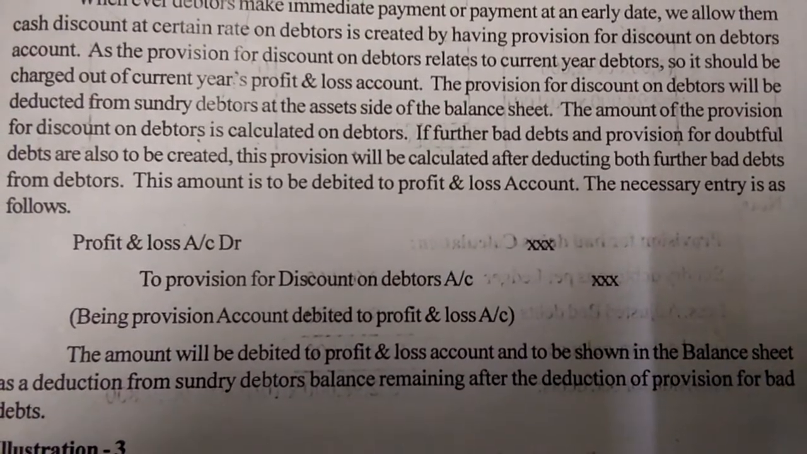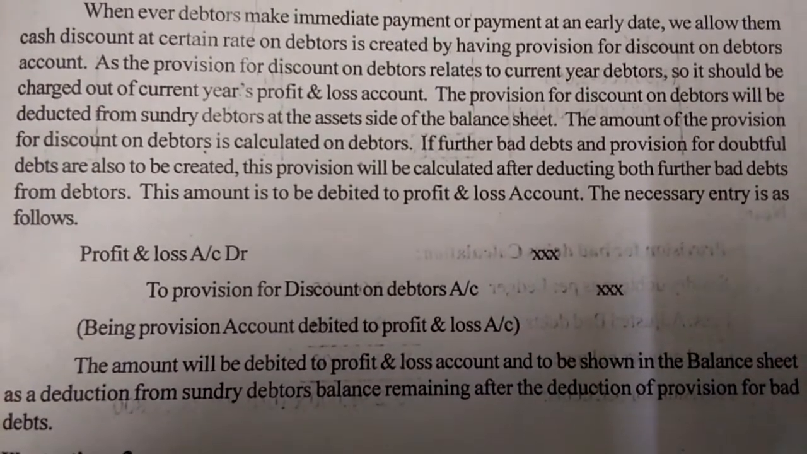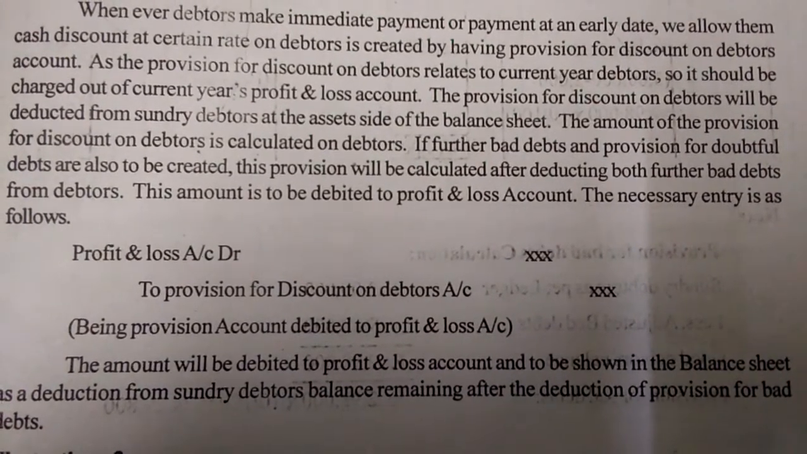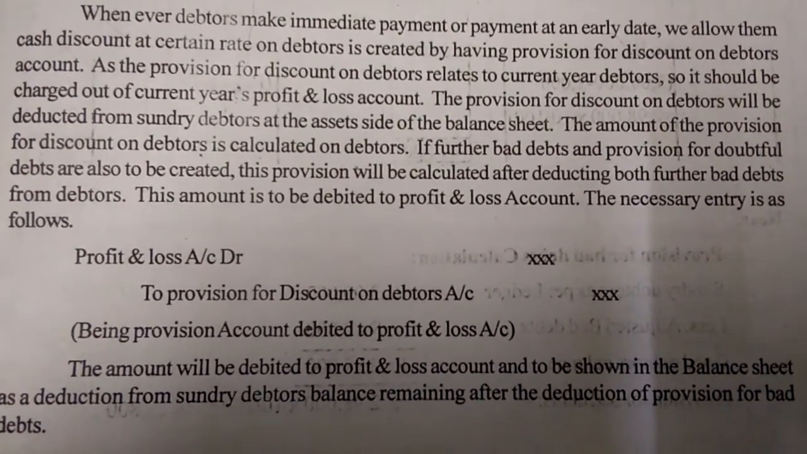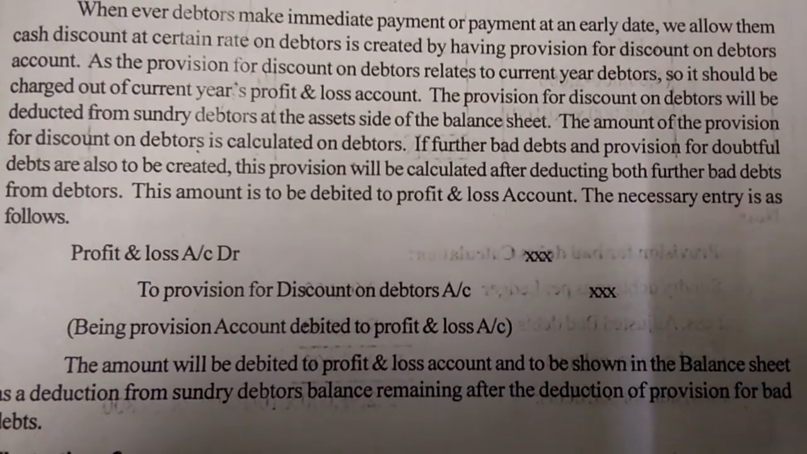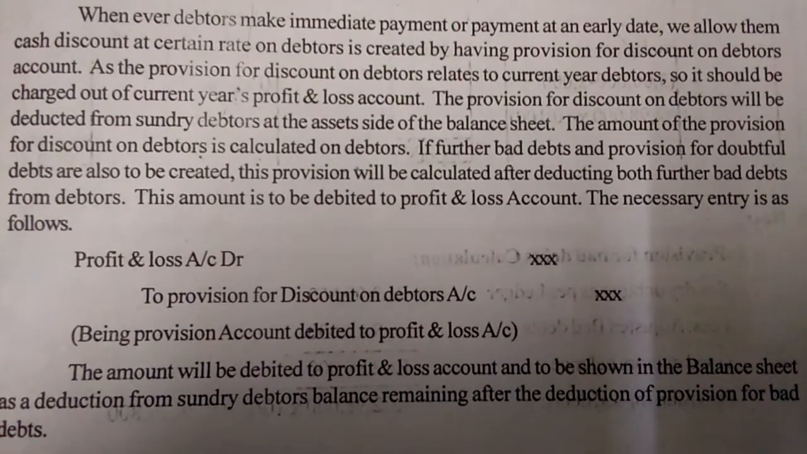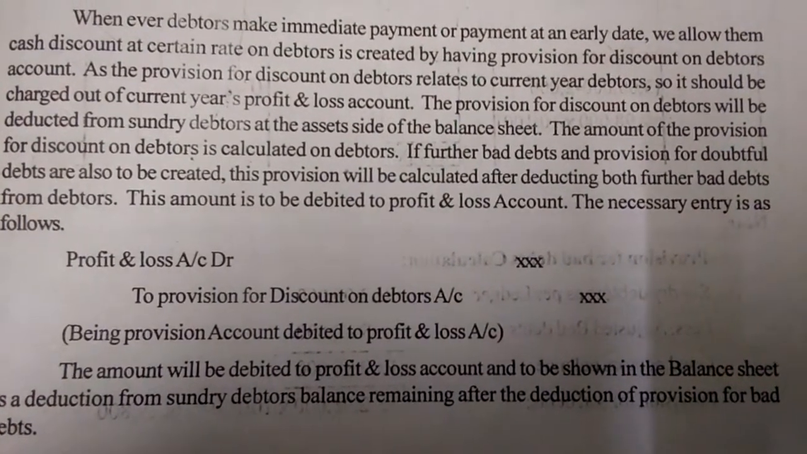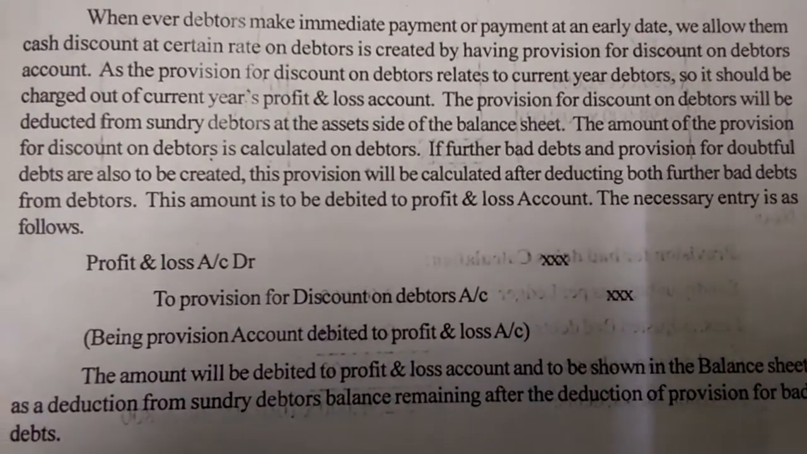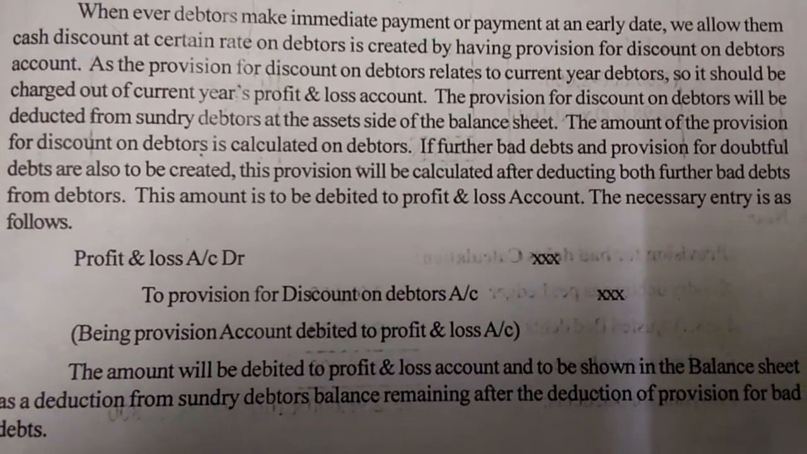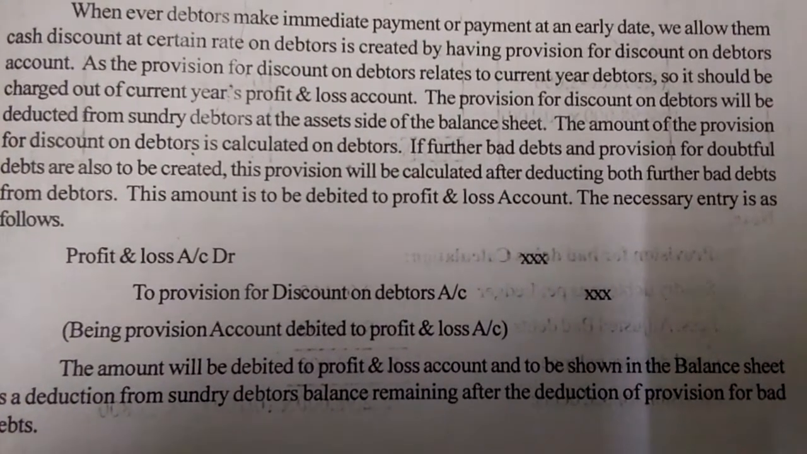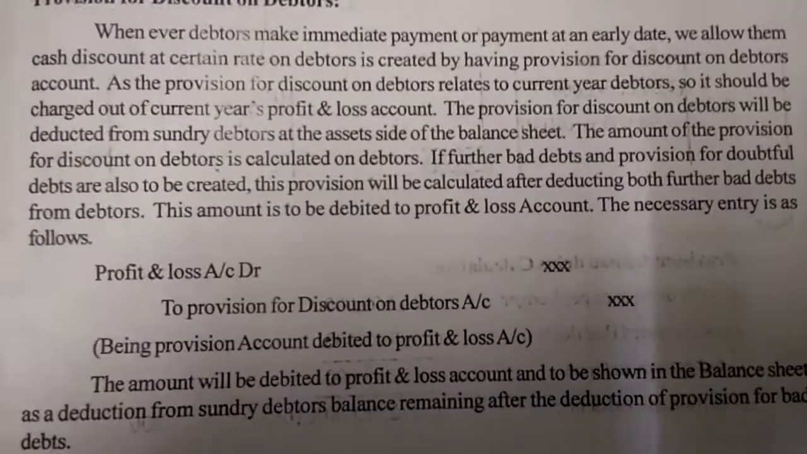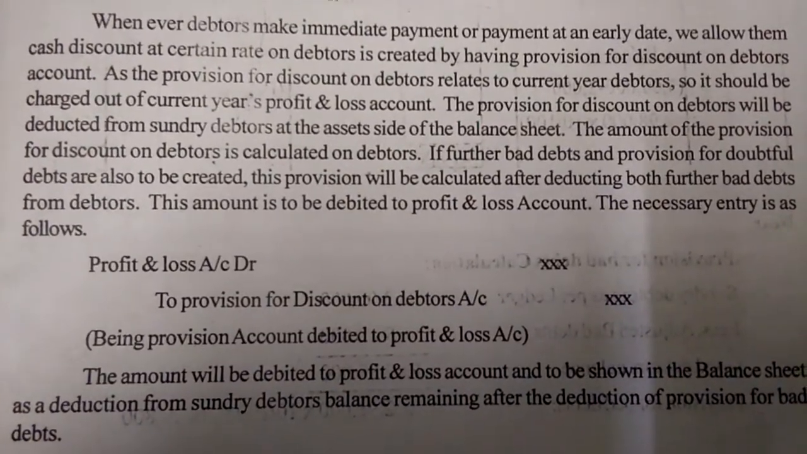The necessary entry is as follows: Profit and loss account debit to provision for discount on debtors account, being the provision amount debited to profit and loss account. The amount will be debited to profit and loss account and be shown in the balance sheet as a deduction from sundry debtors, the balance remaining after the deduction of provision for bad debts.